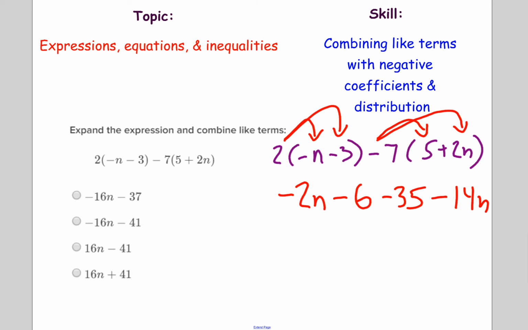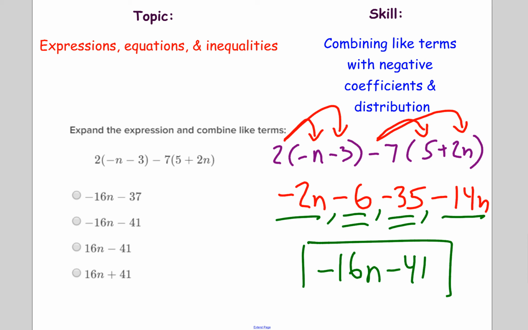Now I can combine my terms. So put my commas in. Remember, get in the habit of putting the variable first. So this is negative 2n, and negative 14n is negative 16n. Double underline my number terms. Negative 6 and negative 35 makes negative 41. So this is a simplified way of writing this long expression. All right, these two are the same.